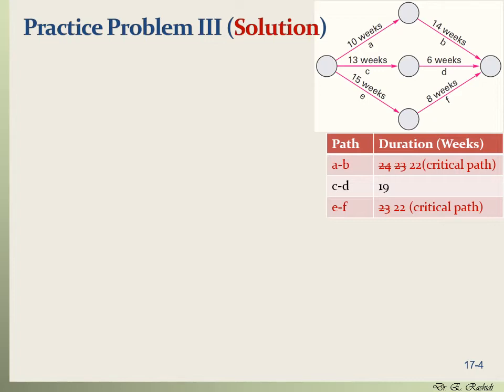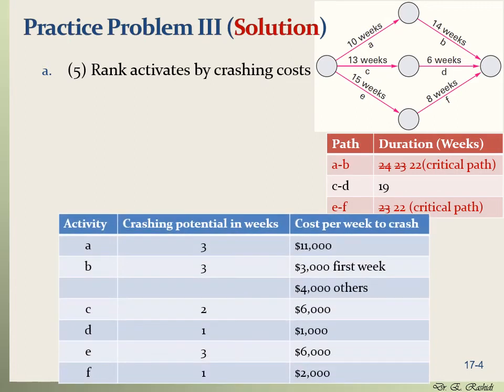That means that to shorten the project length, to crash the project, we need to crash both AB and EF. Okay, so we have A and B on path AB, and we have E and F on path EF. Which of these should we crash? So we need to rank these based on the cost of crashing. So let's do that. Let's take a look at the table that we have.